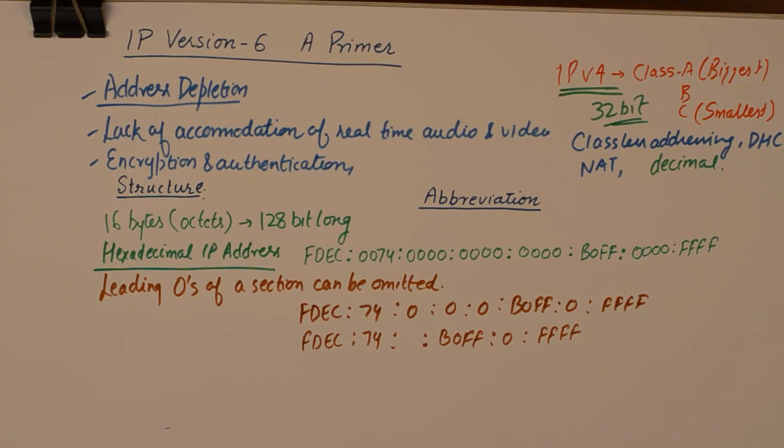So that was a small little primer about IP version 6, its adaptability, its current scenario, why it evolved, and its structure, its format, and its abbreviation.